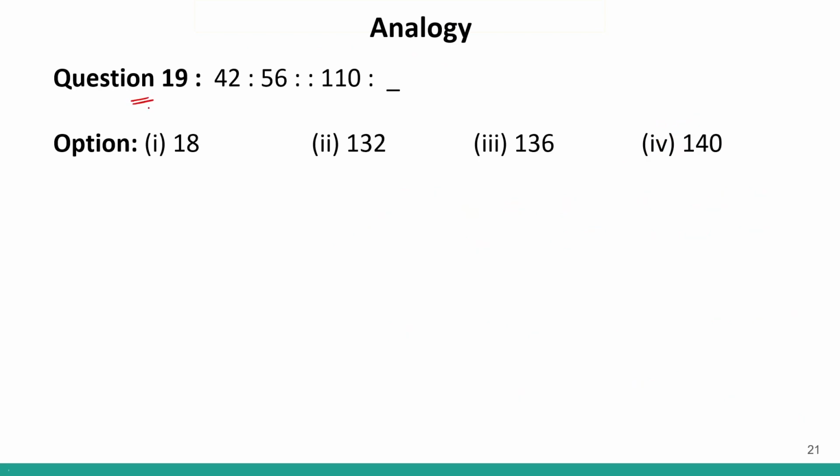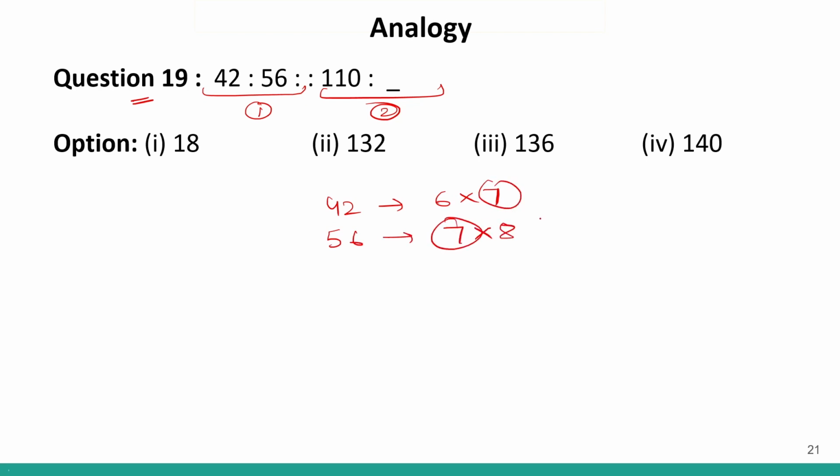Okay. Question number 19, we have 42, 56, 110 and we have to find the next element. So first let us find the relationship between this pair and then we can use the same logic for this pair. Now 42 can be written as 6 into 7. Right? And 56 can be written as 7 into 8. So same common number and we are multiplying it with the next number. So 110 can be written as 10 into 11. Correct? We take the same common number, that is 11, and multiply it with the next number.